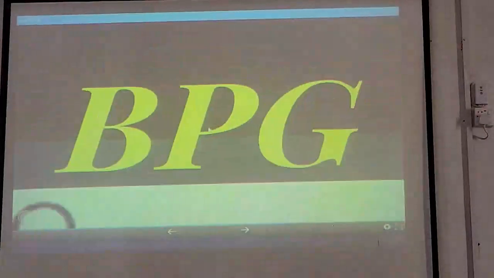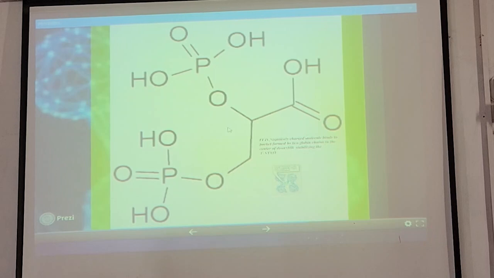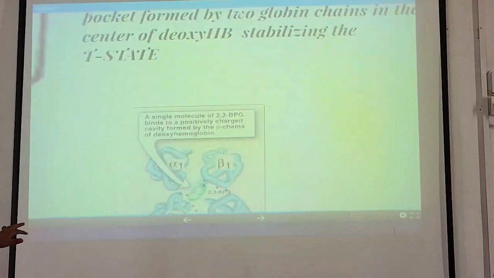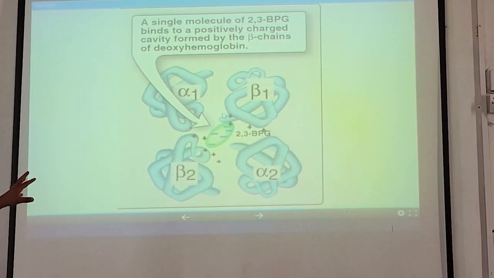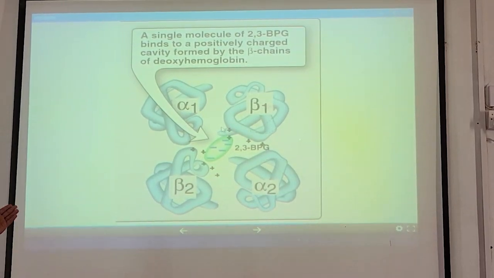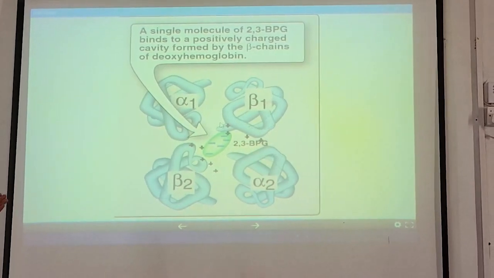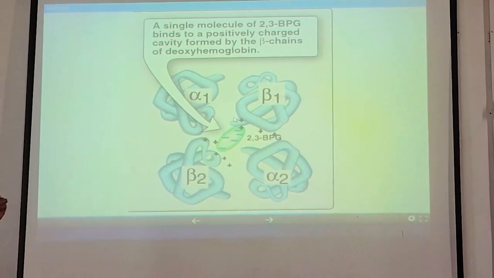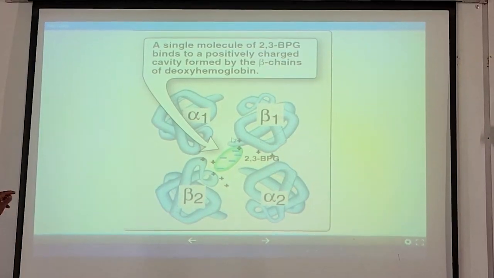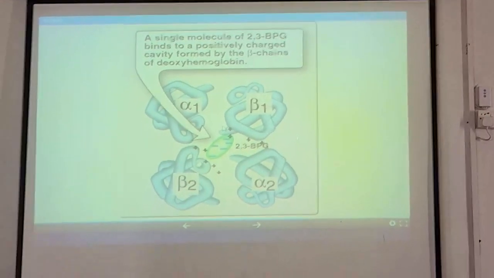The last one is bisphosphoglycerate. It is a negatively charged molecule that binds to a pocket in the center of deoxyhemoglobin. This pocket contains a lot of positively charged amino acids like histidine and lysine. This positive charge will bind with the negative charge of 2,3-bisphosphoglycerate and form salt bridges and stabilize the T state of hemoglobin.